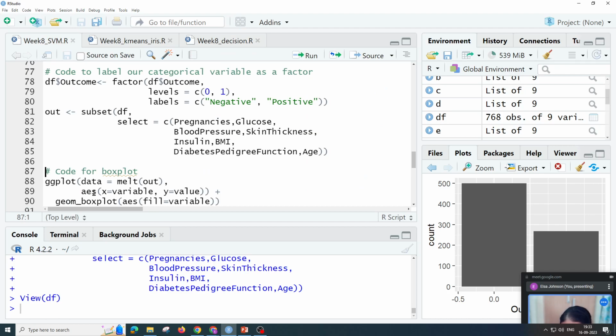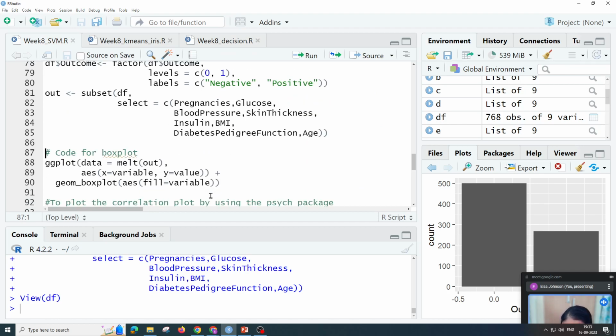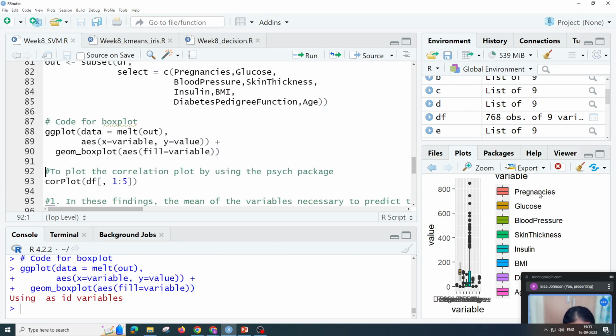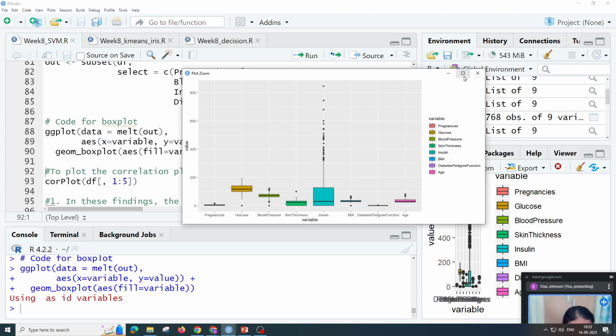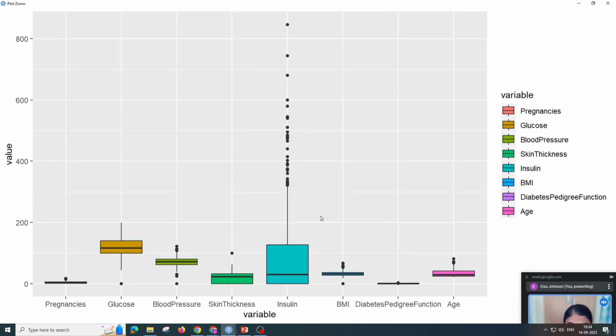Now, we have already seen the distribution with a histogram and density plot. Now we will be looking at a box plot. So this is the box plot. Visualization is very important in the initial stages of the analysis. It's also important while giving the inferences, but initially you have to check how your data is distributed.